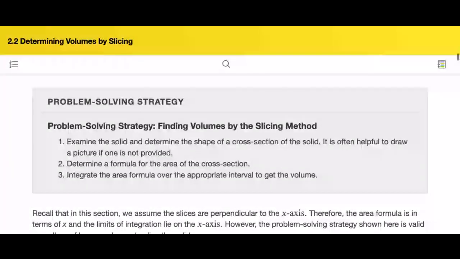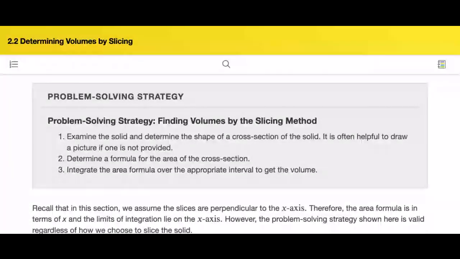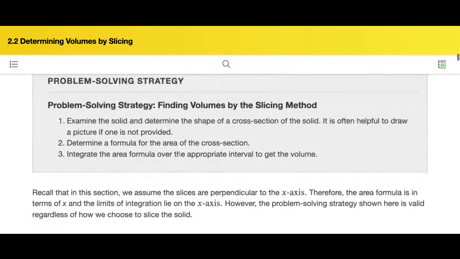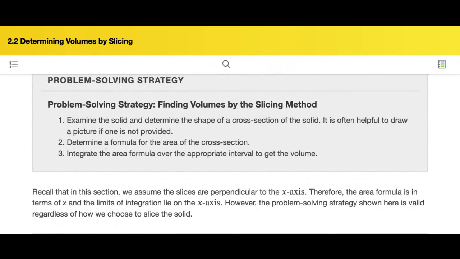Let's see this one. Problem-solving strategy: finding volumes by slicing method. First, examine the solid and determine the shape of a cross-section of the solid. Sometimes it could be a rectangle, sometimes a semicircle, sometimes something else, like a triangle. It's often helpful to draw a picture if one is not provided. Picture always helps. Second, determine a formula for the area of the cross-section. Then third, integrate the area formula over the appropriate interval to get the volume. So 3 steps, right? 3 steps.